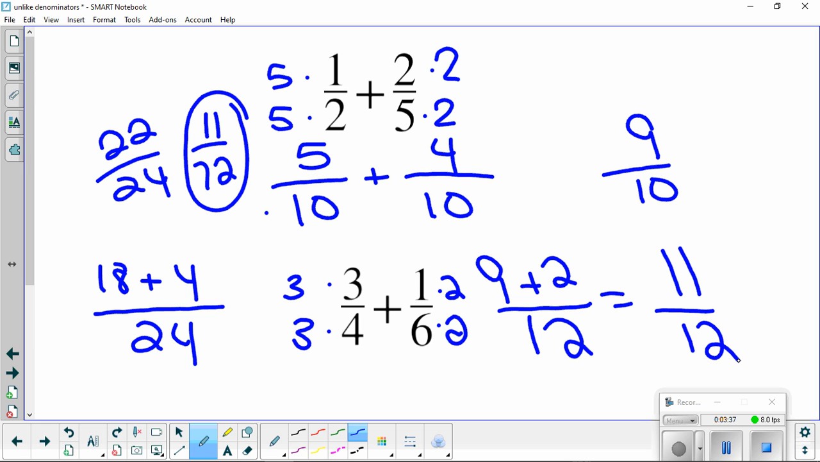Is it wrong to do it this way? Only if you left it like this. But if you're doing these problems tonight and you think, oh my God, I picked the wrong number, I picked too big, that's okay.